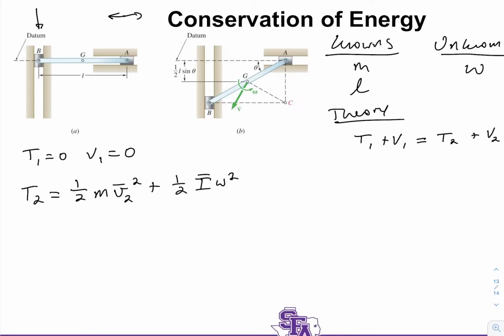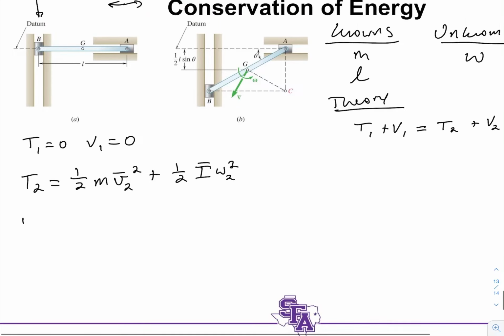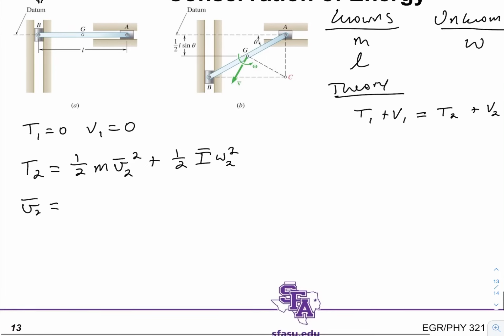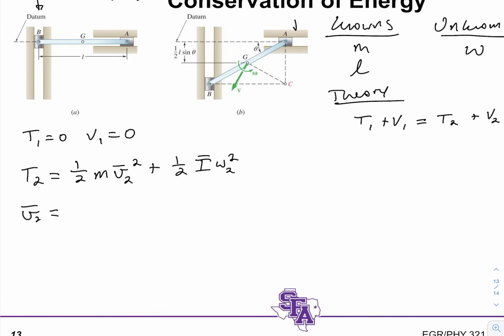For the kinetic energy at state 2, we can start with our general theory for kinetic energy, which is 1/2 m v bar squared plus 1/2 I bar omega squared. That's my relationship. We're looking at state 2, so we replace the v and omega with subscript 2.